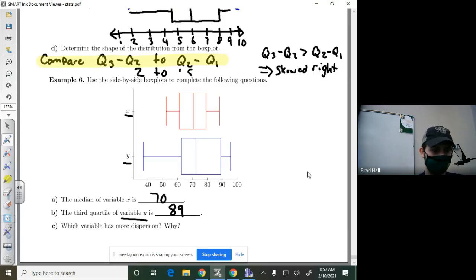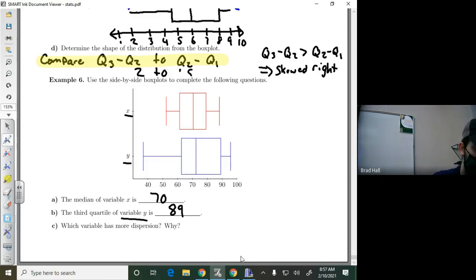And the final question, which variable has more dispersion? I think from a visual perspective, it's obvious why this one has more dispersion. It's more spread out in every sense of the way. The inner box is spread out more. The min and the max are spread out more. Really, the dispersion. So box plot y has more dispersion.